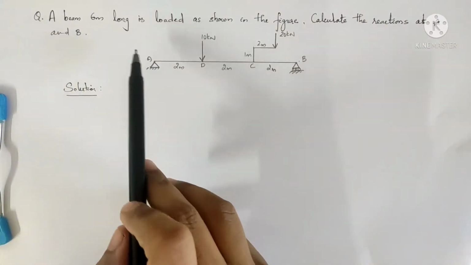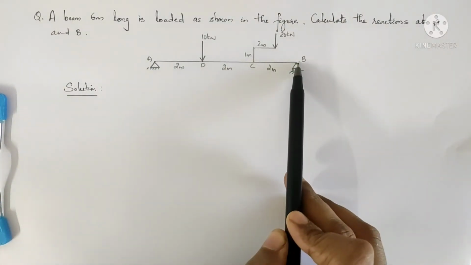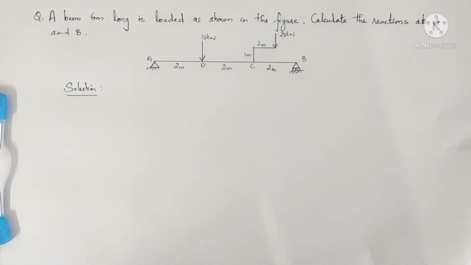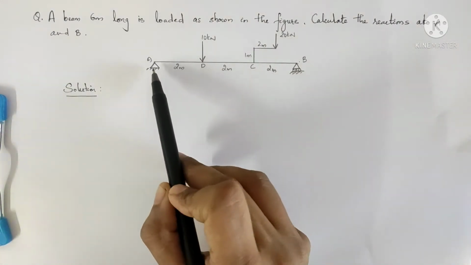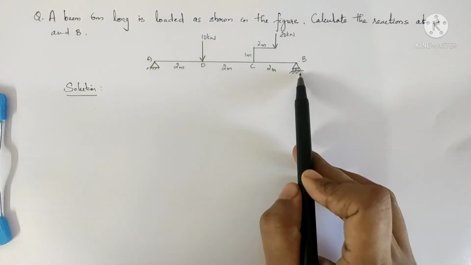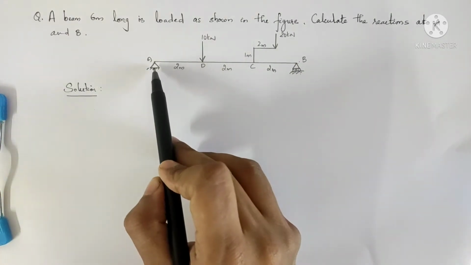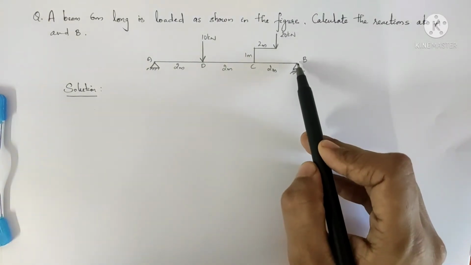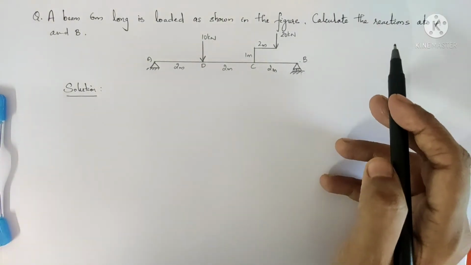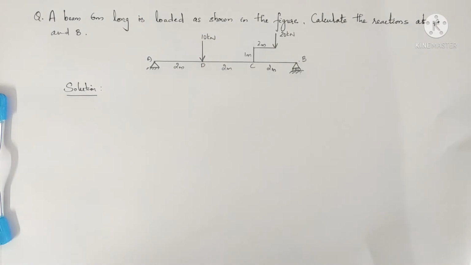In this question, a beam AB is given, 6 meter long, and the load acting on it is also as shown in the figure. Now we have to find the reactions at A and B. Here at A there is a hinge support given, and at point B there is a roller support given. So let's first draw the free body diagram.